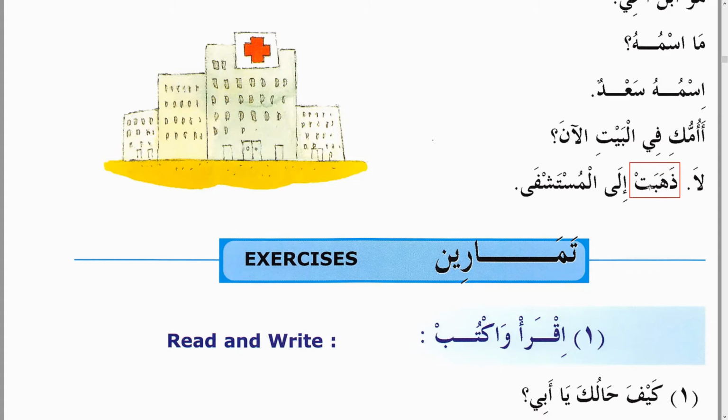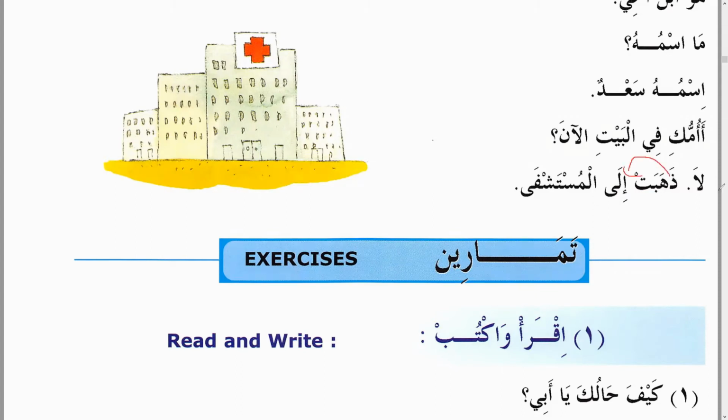For example, in this sentence, how am I translating it? She went to the hospital. Now you might ask me, where is the she here? The she is hidden here. A hiya, a small hiya, is hidden in this dhahabat. No, she went. It's called mustatir. So always remember, the fa'il will always come after the verb.